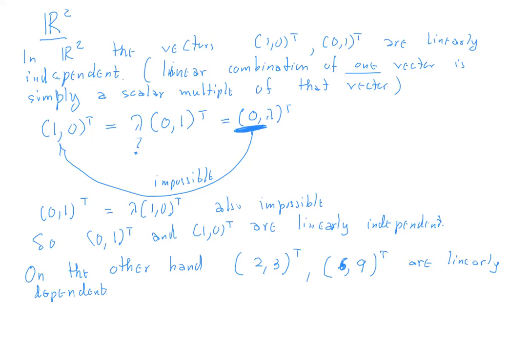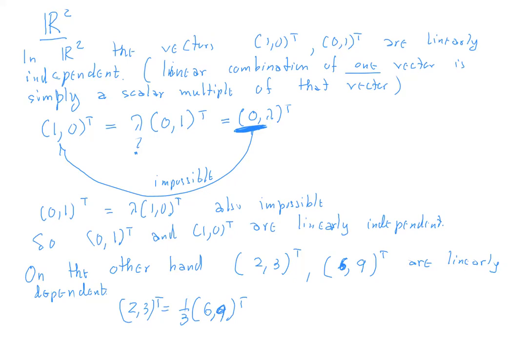Because lambda is 3. Yes, exactly. So you can write, for example, (2, 3) as 1/3 of (6, 9). And that means that they're linearly dependent. Yeah, you could also write (6, 9) as 3 times (2, 3). It's the same thing. So one of them is a scalar multiple of the other.